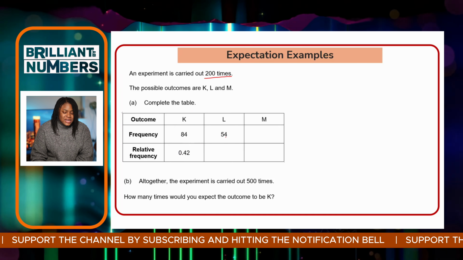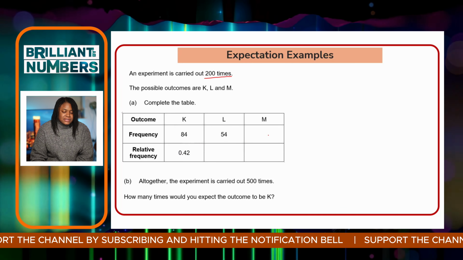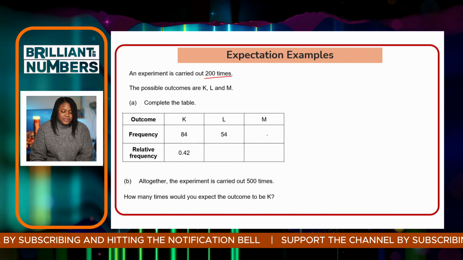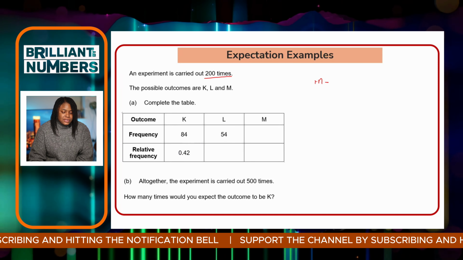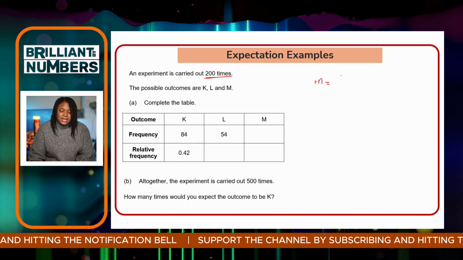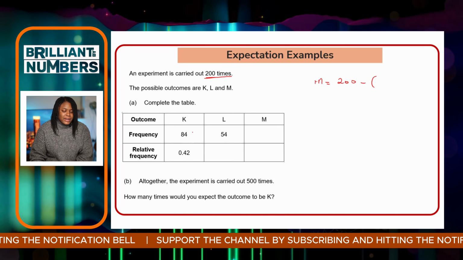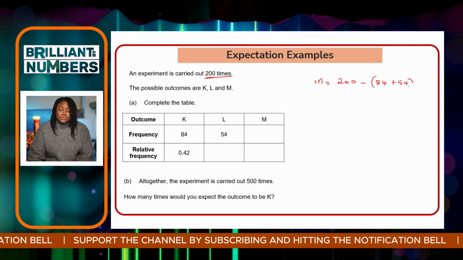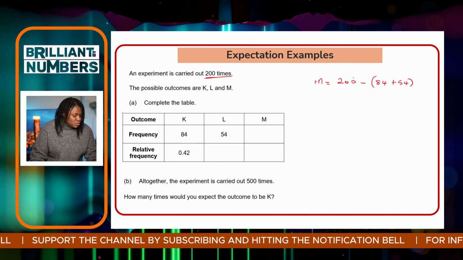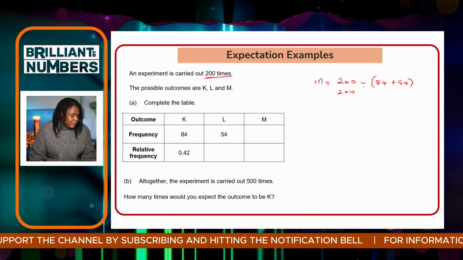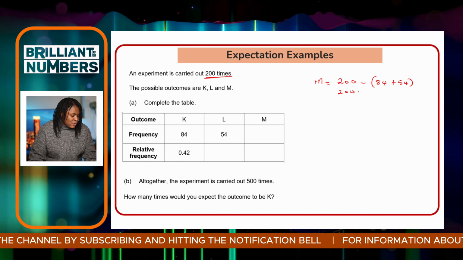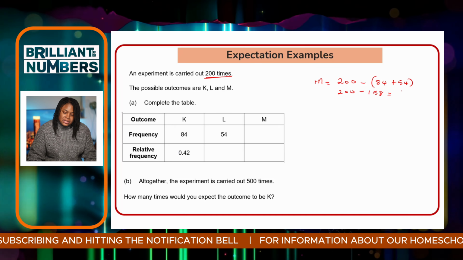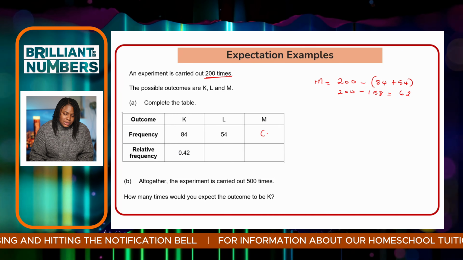Now, for the frequency, we can see we don't have the frequency for M, but we know the total is 200, so I can find out the frequency for M by doing frequency of M is equal to 200, so we need to take away the sum of 84 plus 54 from 200. So 200 take away the sum of 84 and 54, which is 158, leaves us with 62. So we're going to put that on our table.